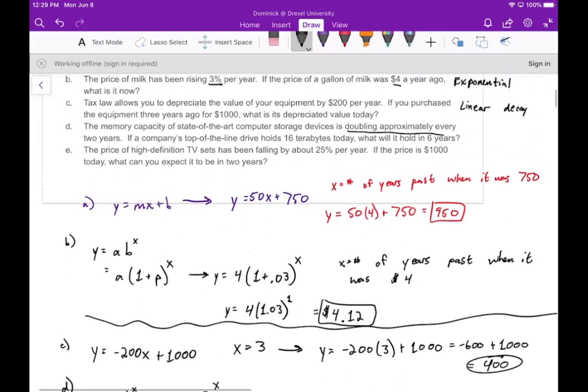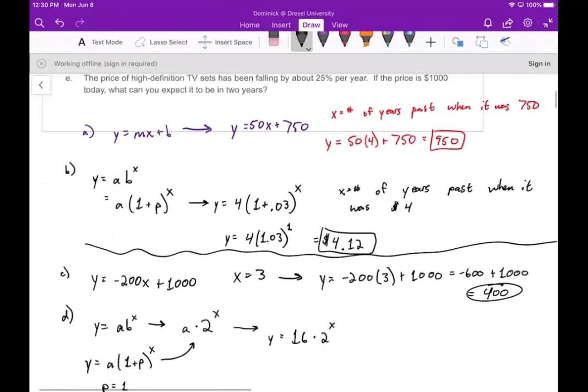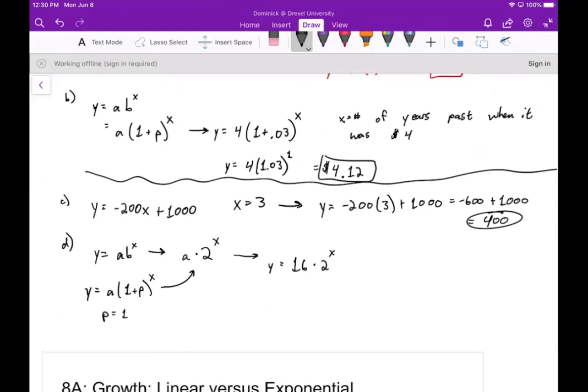Now here we have to be careful because it's doubling every 2 years, right? So we're not doubling every year, it's every 2 years. So when we want to know what it will hold in 6 years, I need to make x equal to 6 over 2, which would make it 3, right? So we get y is equal to 16 times 2 to the 3, because we're going to get 3 doublings that occur within 6 years because it's every 2 years. So we're going to get that this is 16 times 2 to the third, which is 8. So for 16 times 8, I believe we'll get an 80 plus a 48, so we're going to get 128.